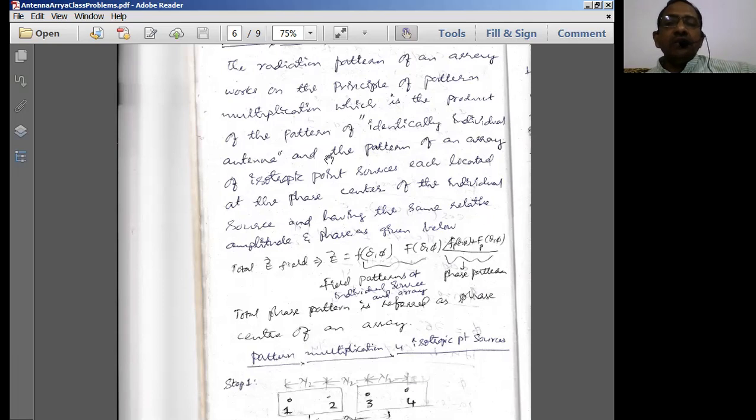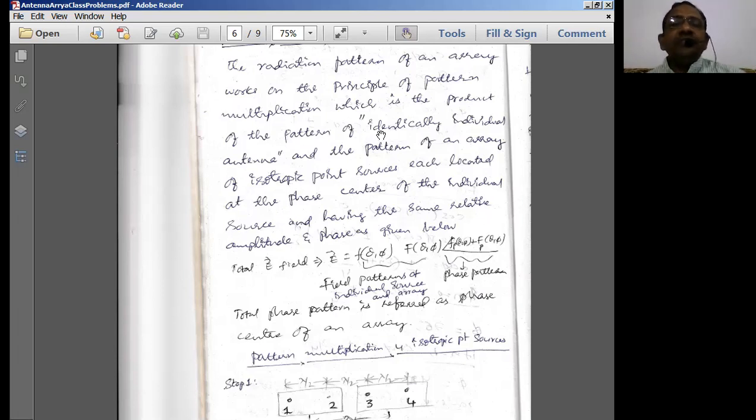The pattern has to be multiplied, or it is a product of the pattern of the identical individual antennas. Just now we have seen the two point source radiation patterns, the radiation patterns of two points based on the distance. So here also the radiation pattern is based on the distance as well, but the starting point is going to be lambda by 2. Therefore I am explaining with lambda by 2. The rest you can simply extend for various lambda values, but all of them will come here because we are considering the resultant radiation pattern.